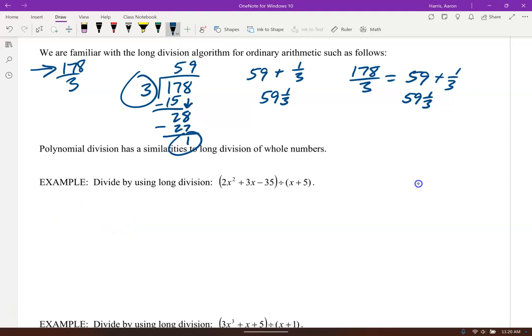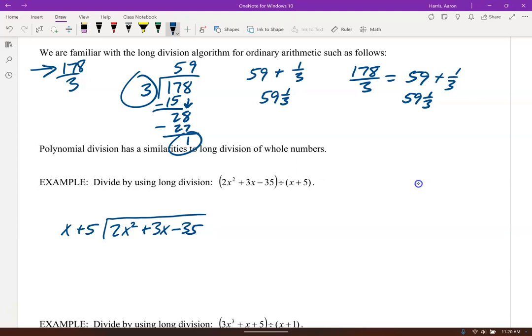Let's use polynomial long division. So what I'm going to do is put my 2x squared, and make sure it goes down by degree, as my dividend here, 2x squared plus 3x minus 35. We'll talk about what to do if it doesn't go down by degree. Now I'm going to put x plus 5 as my divisor here.